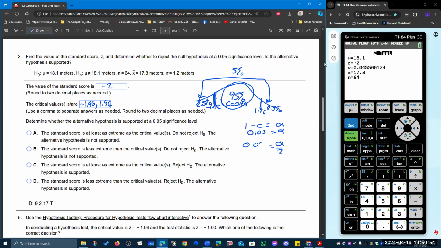So 0.025. We could look that up on the z table if we wanted to, and we'd see that to the left of -1.96 there's about 0.0250 on the z table, and then that would mean that there's that much above 1.96 as well. -2 is more extreme than -1.96. -2 is there, so we are in this rejection region down here. So the standard score is at least as extreme as the critical value or values. So we're going to reject H naught, and the alternative hypothesis is supported.